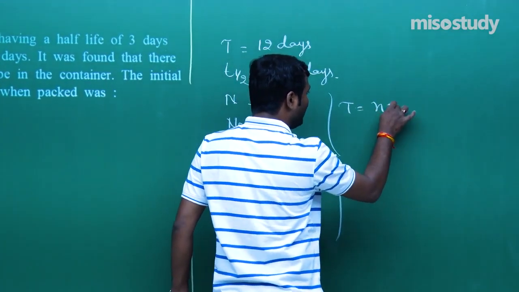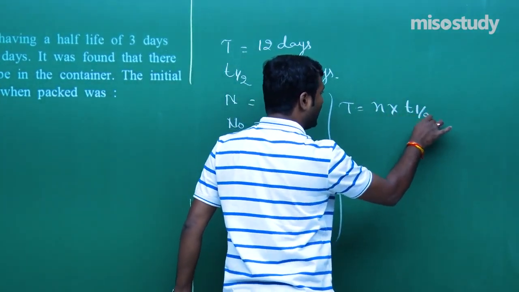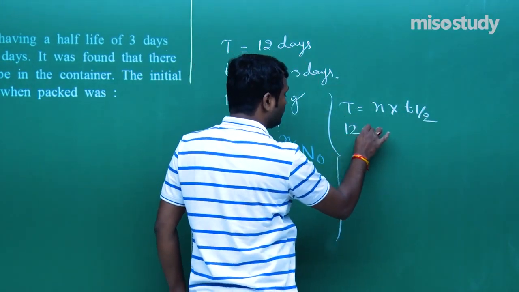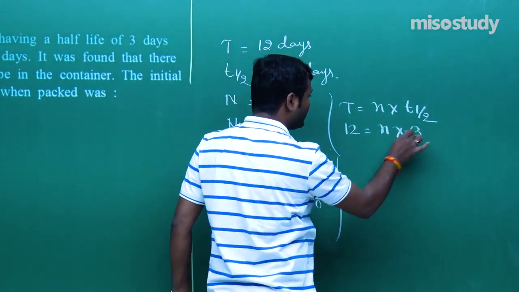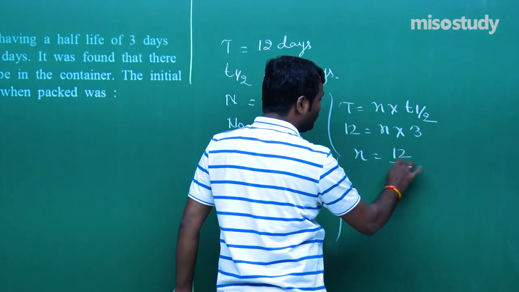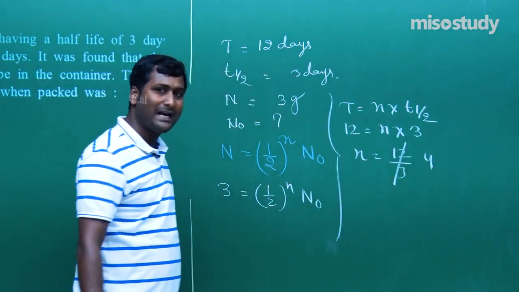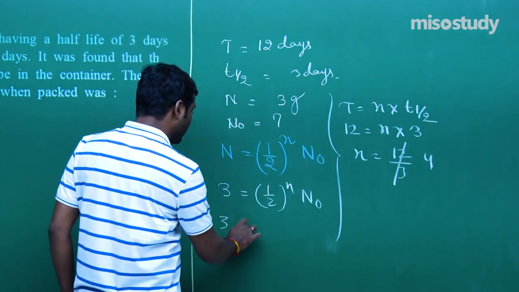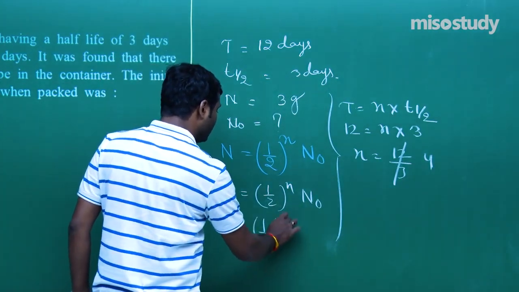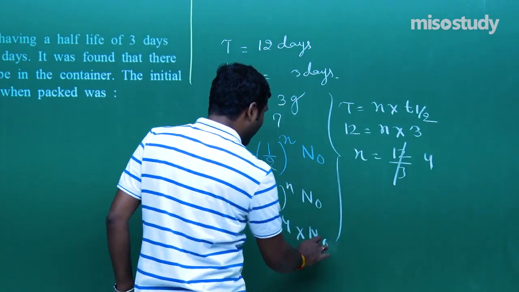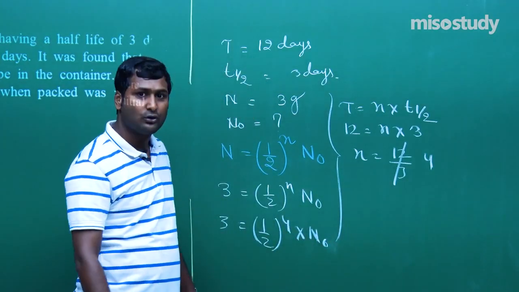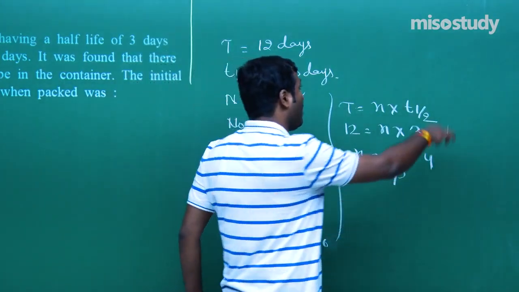We people know T is equal to n into T half. What is T? That is 12. n into T half is equal to 3. n is equal to 12 upon 3. That is, friend, 4. So n is equal to 4. Put here 3 is equal to 1 by 2 to the power 4 into N naught. Now 1 by 2 to the power 4 will be equal to 1 upon 16.